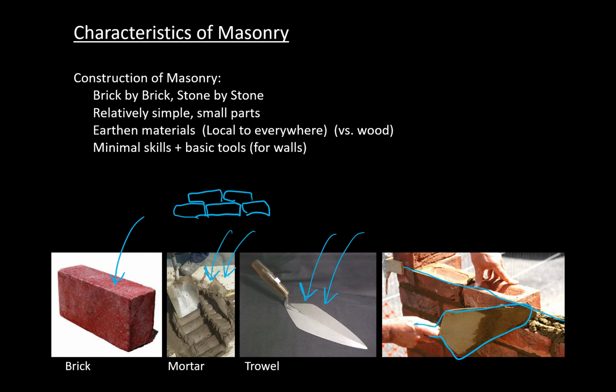But in general, it's relatively simple, small parts, and it's also really locally available, right? Like there's clay that can be used to make bricks in almost every place in the world. There's stone in almost every place in the world. And there are some places in the world where wood is not very prevalent.